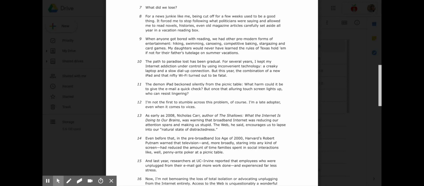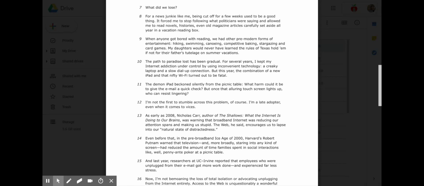The web, he said, encourages us to lapse into our, quote, natural state of distractedness. Even before that, in the pre-broadband ice age of 2000, Harvard's Robert Putnam warned that television, and more broadly, staring into any kind of screen, had reduced the amount of time families spent in social interactions like, well, penny ante poker at the picnic table.